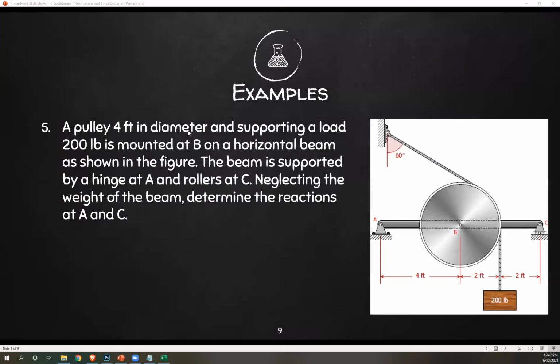A pulley 4 feet in diameter and supporting a load of 200 pounds is mounted at B on a horizontal beam as shown in the figure. So you have this beam, and your pulley, which is 4 feet in diameter, is positioned here at pin B. Your pulley supports a load of 200 pounds here. The beam is supported by a hinge at A and rollers at C. Neglecting the weight of the beam, determine the reactions at A and C.